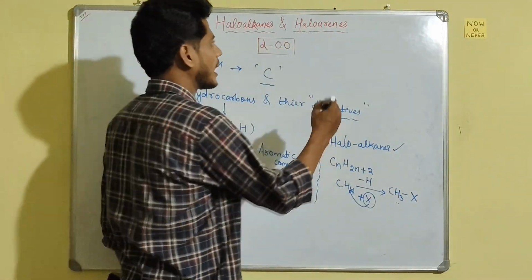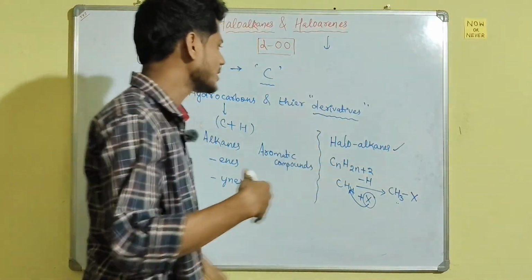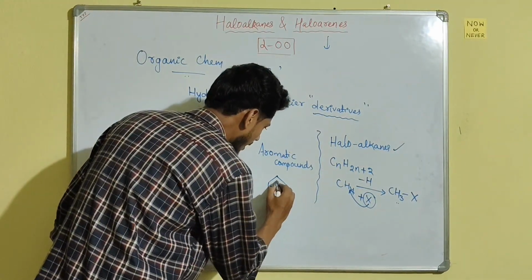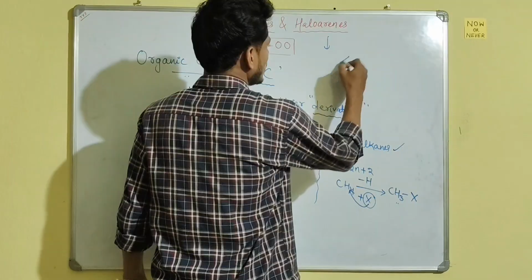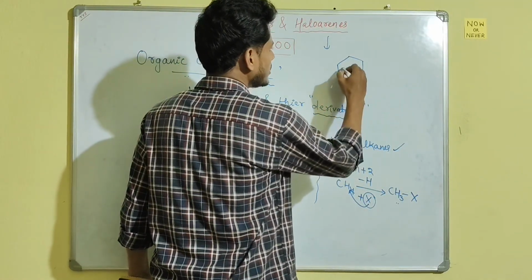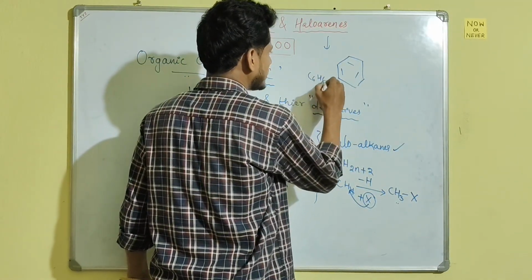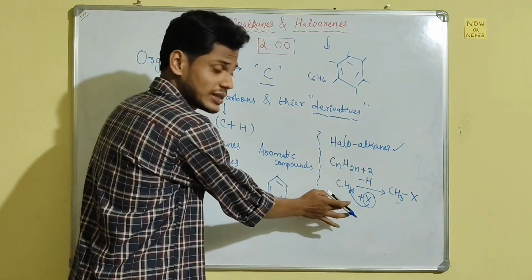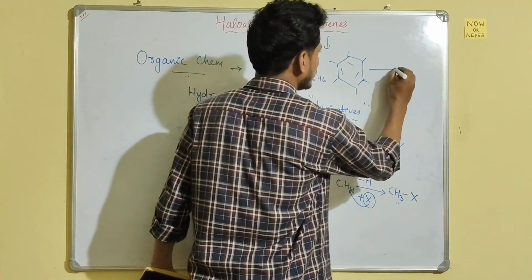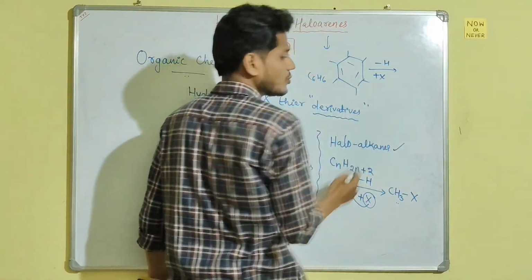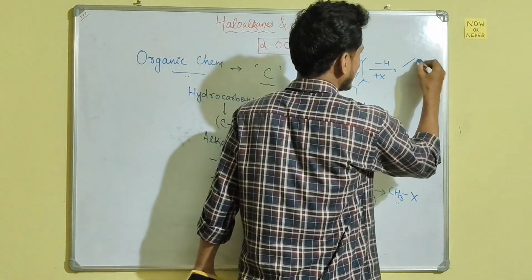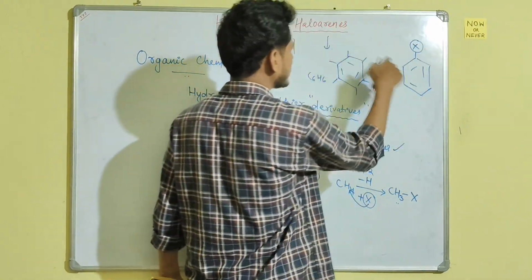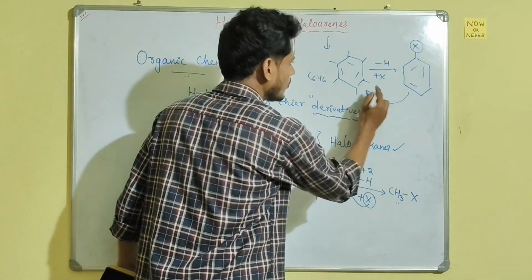Similarly, if we talk about haloarenes. Arenes means aromatic compounds which we have studied, that is the benzene ring, known as arene. So what is the formula of benzene? The formula of benzene is C6H6. We have 6 different hydrogen atoms attached here. Like we did here, we will replace a hydrogen atom with a halogen group, so one X group is attached. So this is called haloarenes. It is a derivative of benzene.